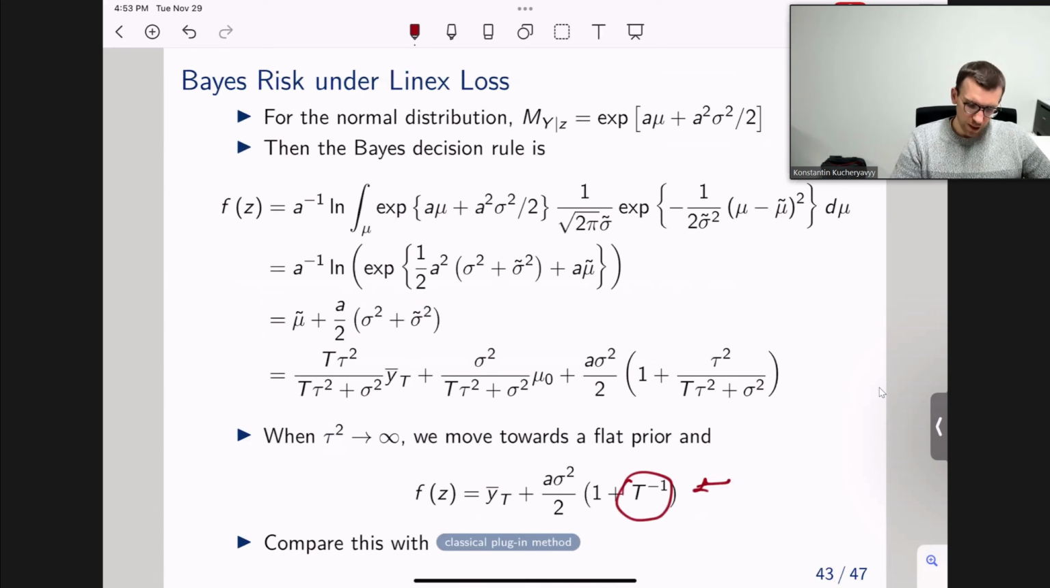If the sample size is large, so when t goes to infinity, then we get the same decision rule as in the classical approach. But the Bayesian approach takes into account the finiteness of the sample.